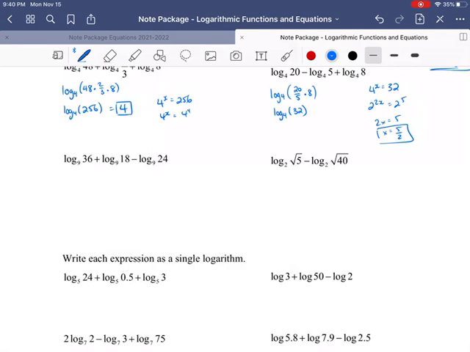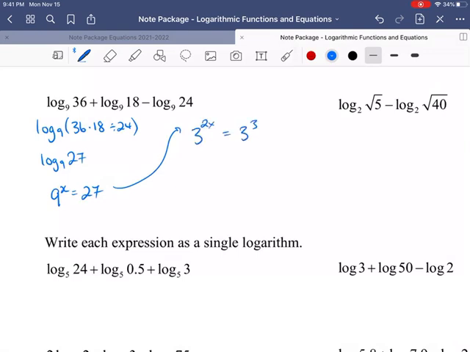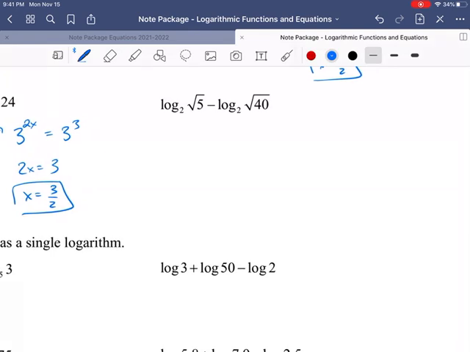All right, we're getting there, folks. Product and quotient. So 1 log 9, and then we're going to go 36 multiplied by 18 divided by 24, and you end up with 27. So common bases tell us that 9 to the x is equal to 27. So 3 to the 2x is equal to 3 to the 3. 2x equals 3, so x must equal 3/2.